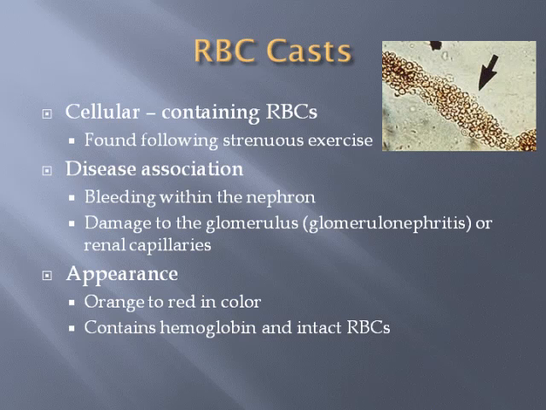Cellular casts. Red blood cell casts first. They obviously contain red blood cells. These can also be found following very strenuous exercise, marathon runners, that kind of a thing. They are associated with bleeding within the nephron, glomerulonephritis, or damage to renal capillaries. They appear orangish or reddish in color. They contain hemoglobin and intact red blood cells. And you can see by this, especially if you had the liberty to focus up and down, you would see that those are red blood cells inside, comprising that cast.